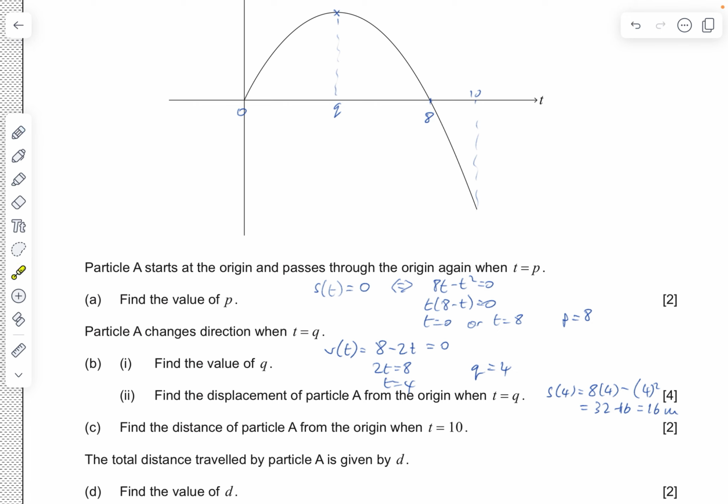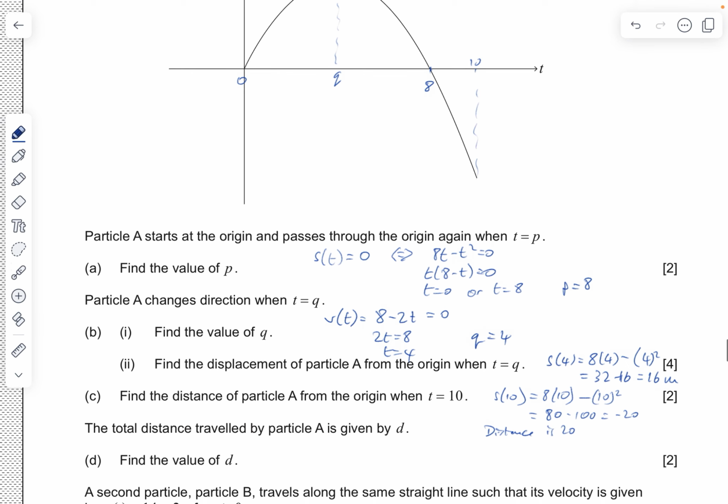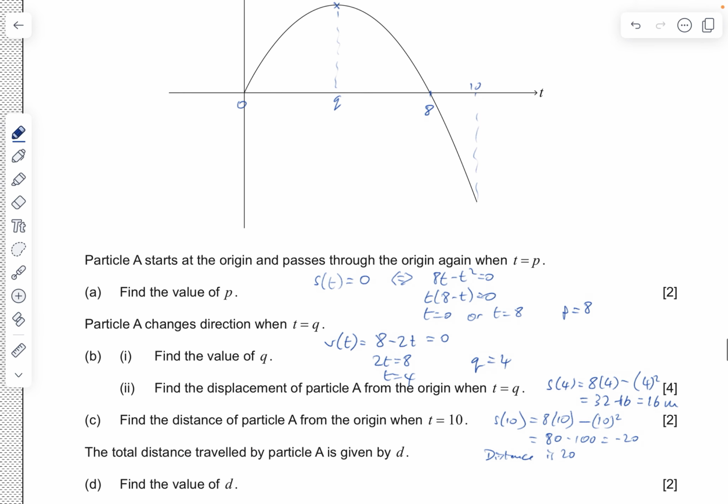Find the distance of particle A from the origin when t equals 10. So now when t equals 10, we can substitute that back into the equation. So S of 10 equals 8 times 10, subtract 10 squared, which equals 80, subtract 100, which equals negative 20. So distance is 20.